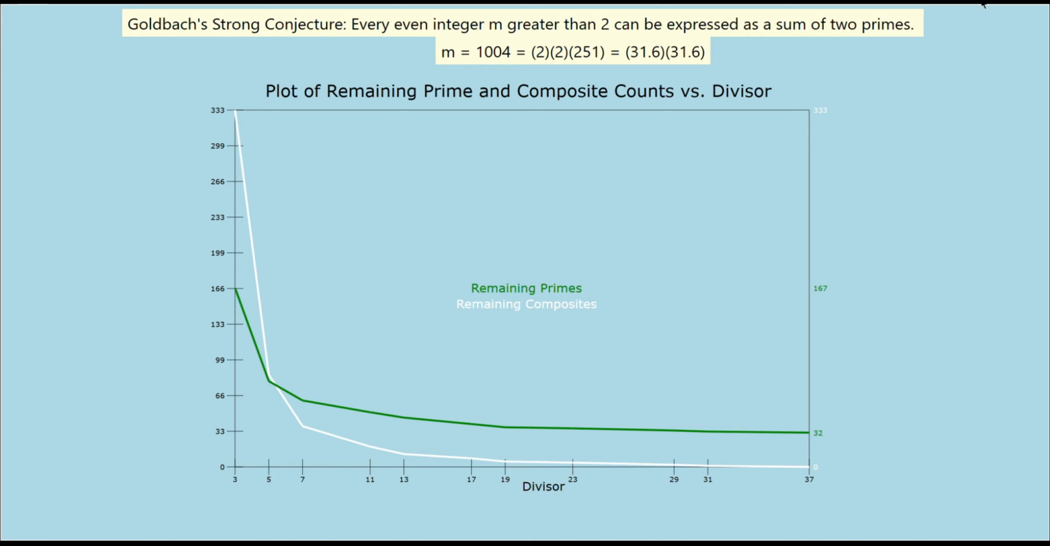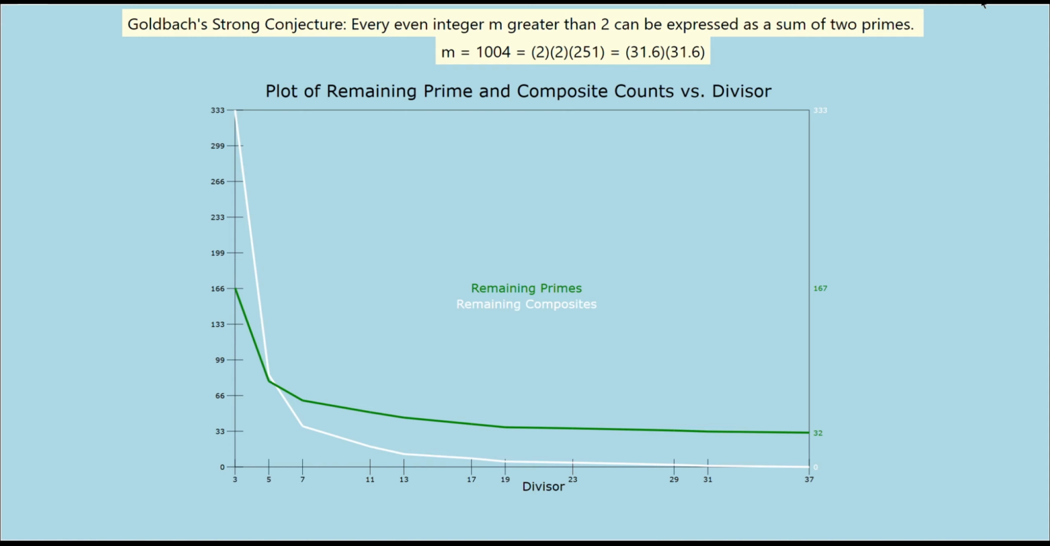contains lots of composites, but at most one prime, while its complement column contains both composites and primes. In other words, the slope of the white curve is greater than the slope of the green curve. This ensures that the two curves cross. But if the curves cross and the green count becomes greater than the white count, then Goldbach solutions are guaranteed.